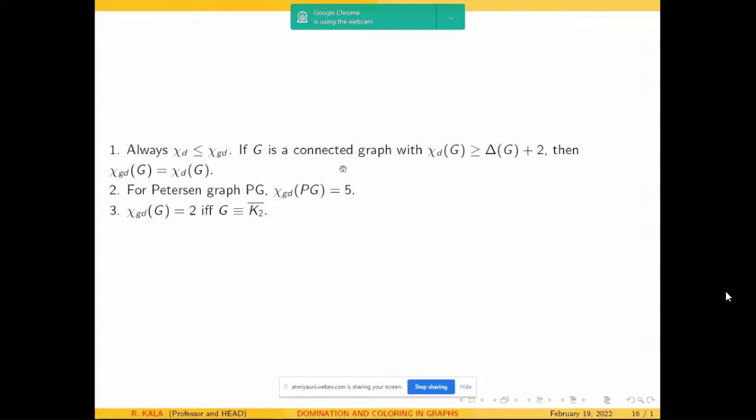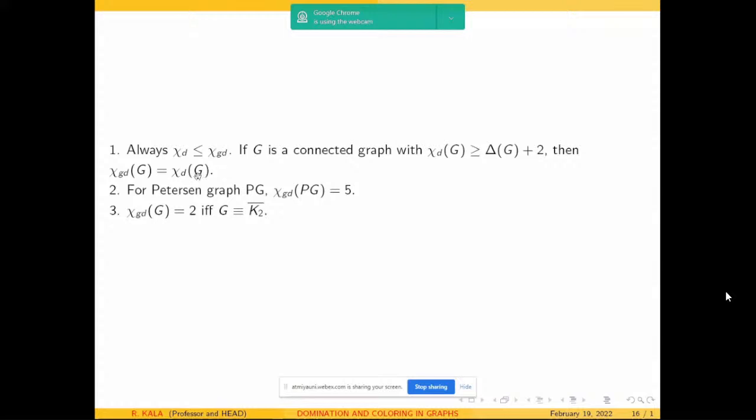And you can see that if G is a connected graph with chi D greater than or equal to delta plus 2, then these 2 things are equal. So you take any chi D coloring, and you want to show that it is also a global dominator coloring. A chi D coloring has chi D color classes. Take any vertex V. V will be a member of one color class, so let me call it V1. And capital delta is there.